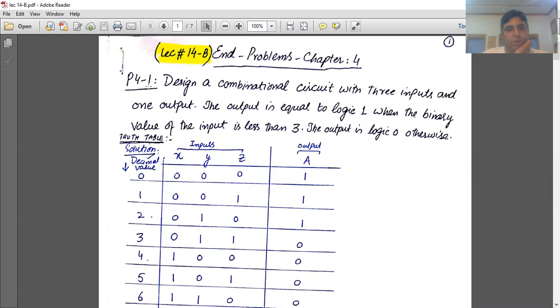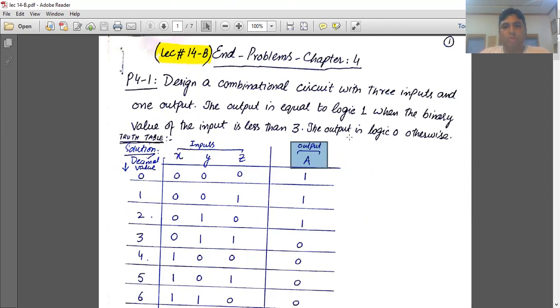Problem 4.1 says: design a combinational circuit with three inputs and one output. The output is equal to logic 1 when the binary value of the input is less than 3. The output is logic 0 otherwise. So the circuit has three inputs, let's say we call them X, Y, and Z, and one output, we call it A.